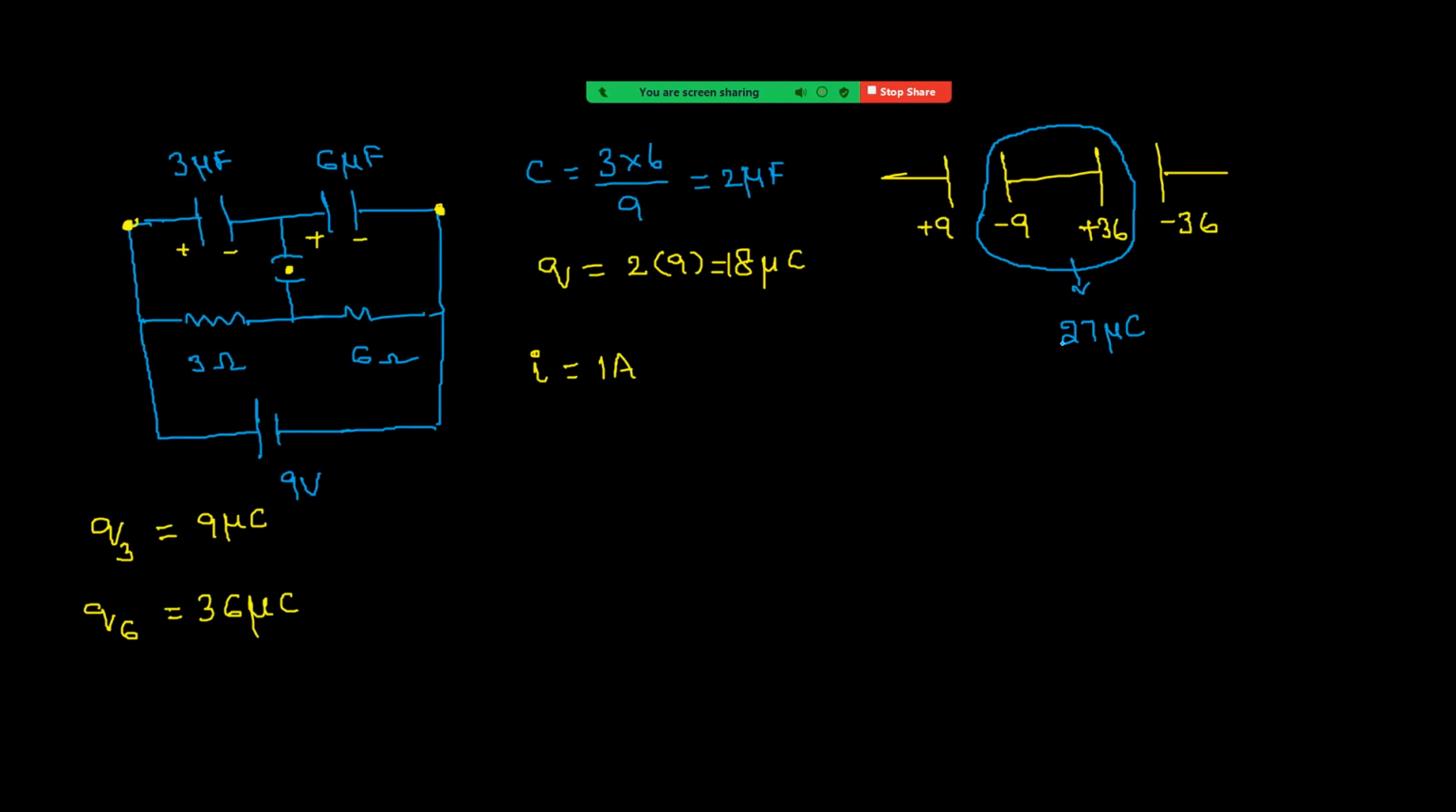So net value how much? Plus 27. That means how much charge has flown from Y to X? That is 27 microcoulomb. Okay. So our answer is 27 microcoulomb.